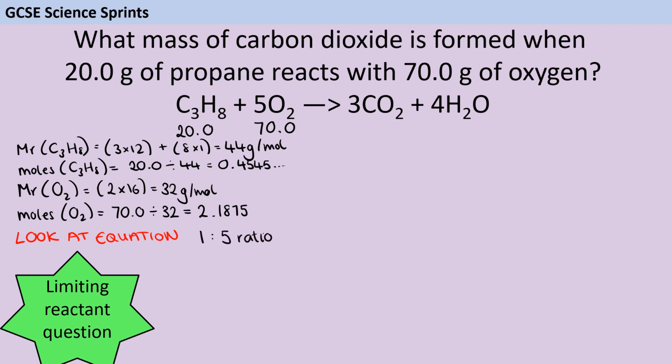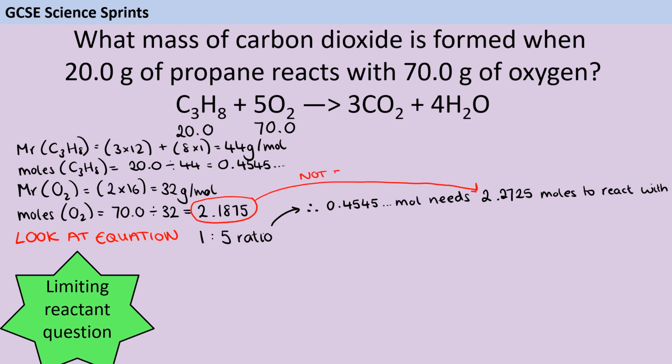And so that means that if I'm going to have 0.4545 blah moles of propane, I'm going to need 5 times more moles of oxygen, which happens to be 2.2725. Now, if I compare that to how many moles of oxygen I've actually got, you can see that there isn't enough. I haven't got as many oxygen molecules as I've said I'm going to need. And so that means that oxygen is my limiting reactant.